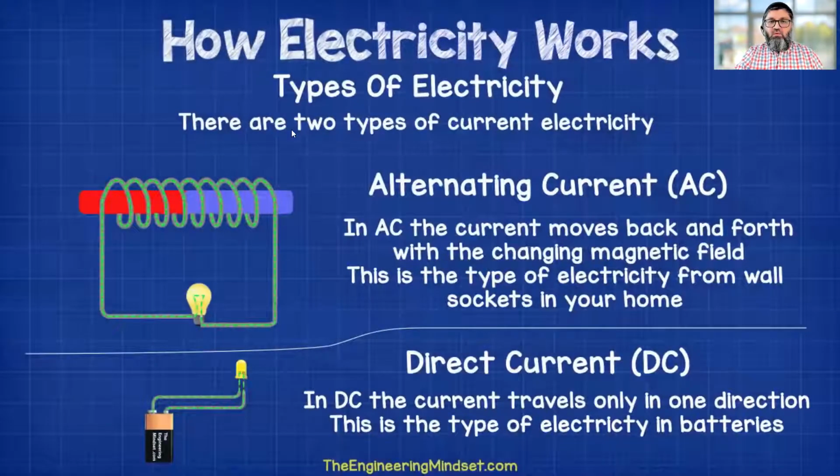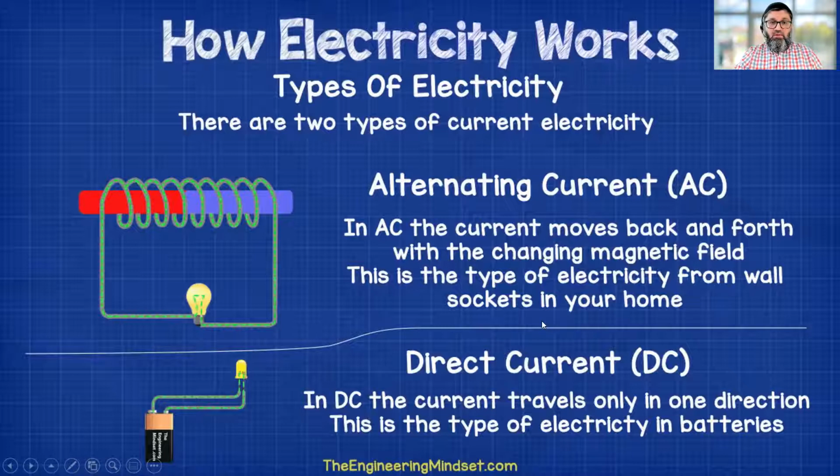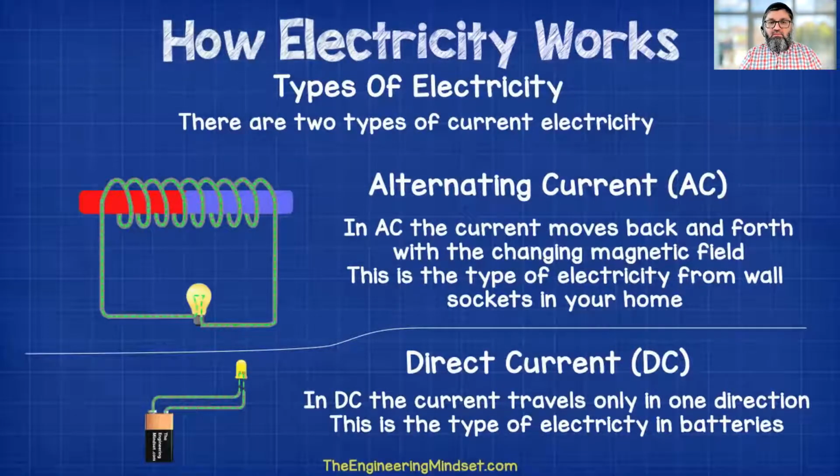How does electricity work? There are two types of electricity, as mentioned earlier: alternating current and direct current. Alternating current moves back and forth with a changing magnetic field. This is the type of electricity from the wall socket to your home. The current we use in wall sockets for regular houses and offices is alternating current. It is known as alternating current because it keeps switching between phases. There is a phase shift, so it is continuously positive and negative during the flow.